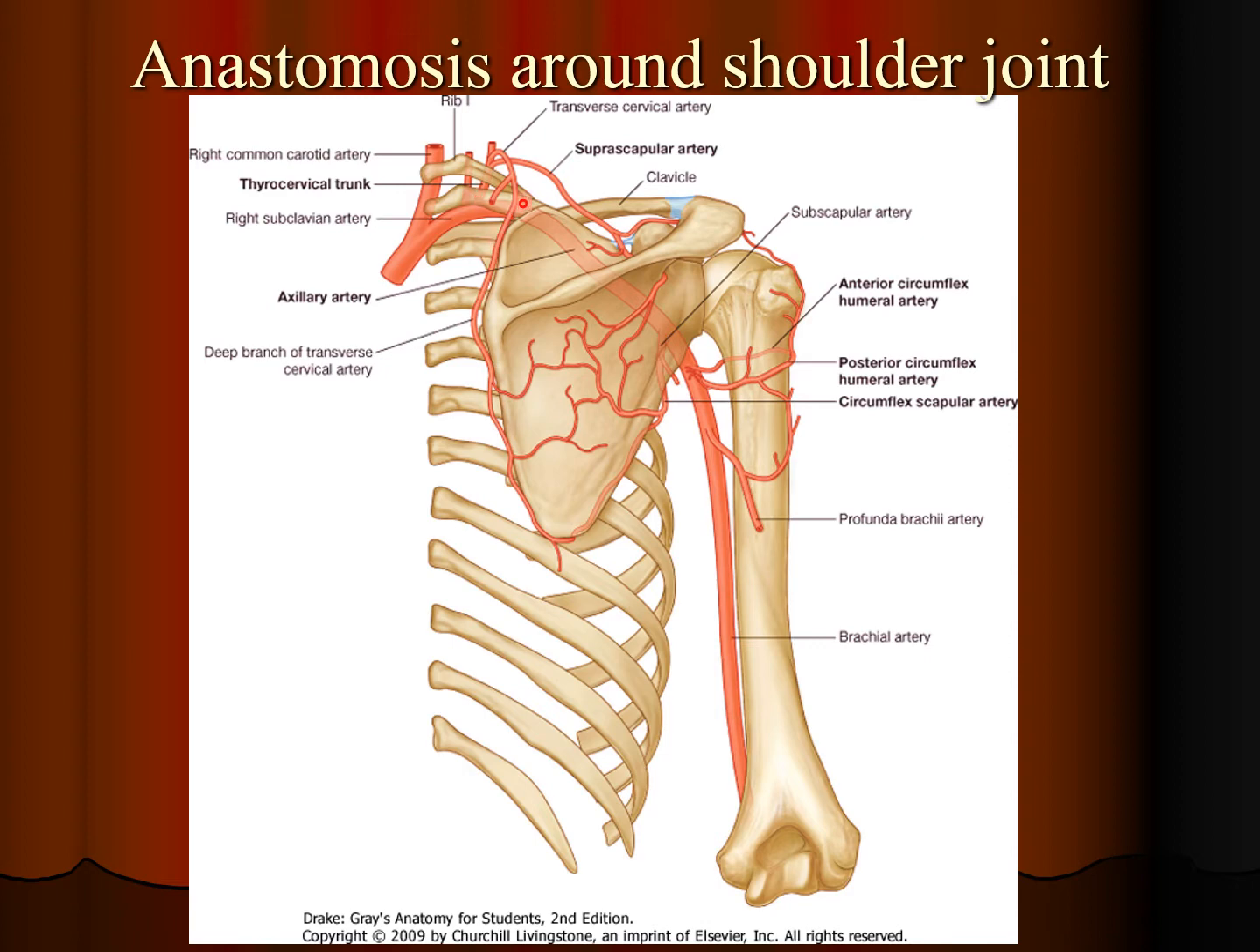Along with that, you can also see that branches from the subclavian artery are descending down towards the medial border of the scapula and give branches to the dorsal aspect, as well as branches from the circumflex scapular artery, which is a branch of subscapular artery. These also give branches which are anastomotic with the branches of subclavian artery. So a massive anastomosis is taking place between the subclavian and axillary artery branches to provide a good circulation at the shoulder.